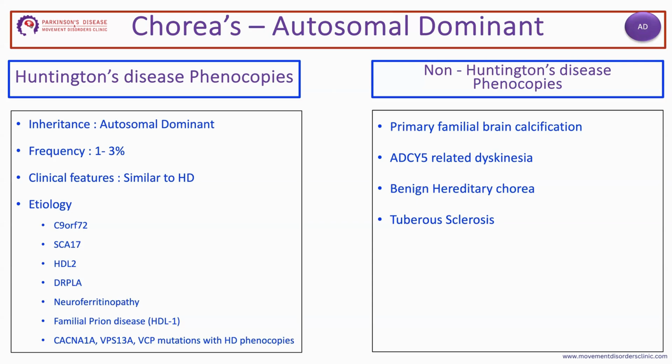Huntington disease phenocopies are those which have a similar presentation to Huntington disease. That is, they have autosomal dominant penetrance and clinical features similar to Huntington disease. These include C9orf72 mutations, SCA17, Huntington disease like type 2, DRPLA, neuroferritinopathy, familial prion disease, CACNA1A, VPS13A, VCP mutations. And non-Huntington disease phenocopies include primary familial brain calcification, ADCY5 related dyskinesias, benign hereditary chorea, and tuberous sclerosis.